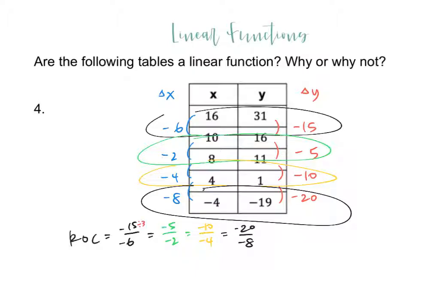Well, I see that the first fraction I can divide by 3, and a negative divided by a negative is a positive, so I get 5 over 2. And divide by 2 on both of those, and I get 5 over 2, because a negative divided by a negative is positive. Both those numbers can divide by 4, so I get 5 over 2. So throughout the table, the rate of change is constant. So yes, this is a linear function.